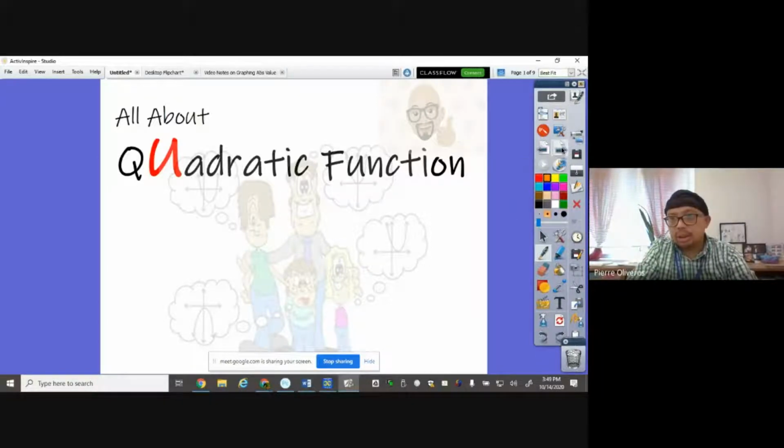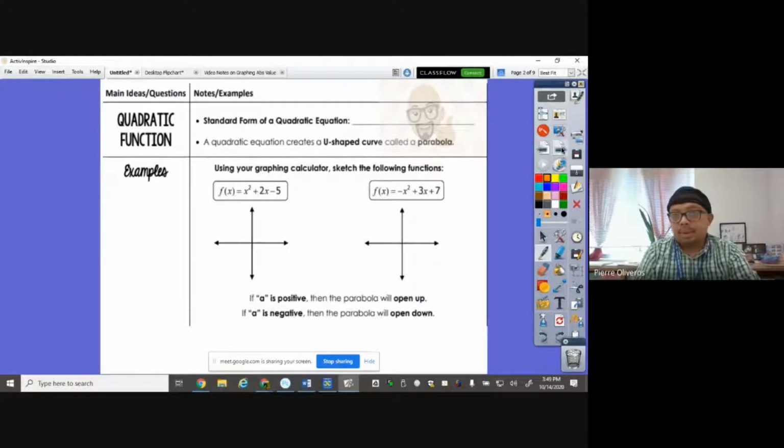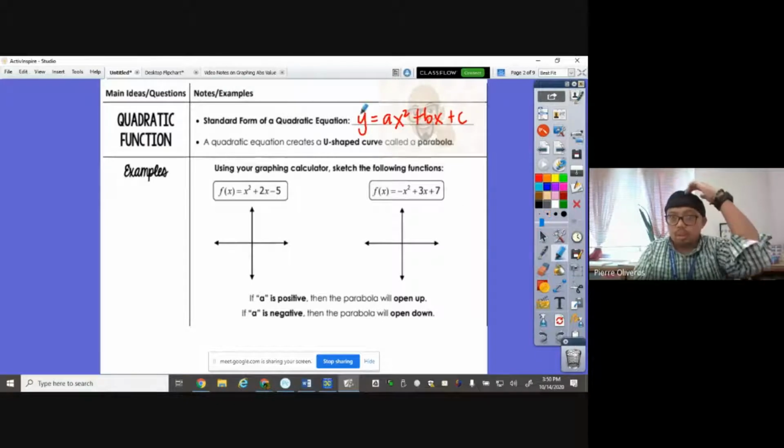Quadratic function, the ideas. So the standard form of a quadratic equation is y is equal to x squared. That's basically the parent function. Y is equal to x squared. But we write ax squared plus bx plus c. We know that the y and f of x are the same thing. This is the function, this is the equation. And wherein a is the leading coefficient, b is the coefficient of the x, c is a constant.